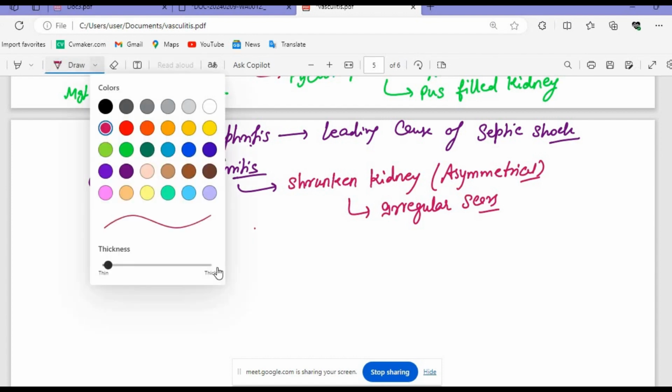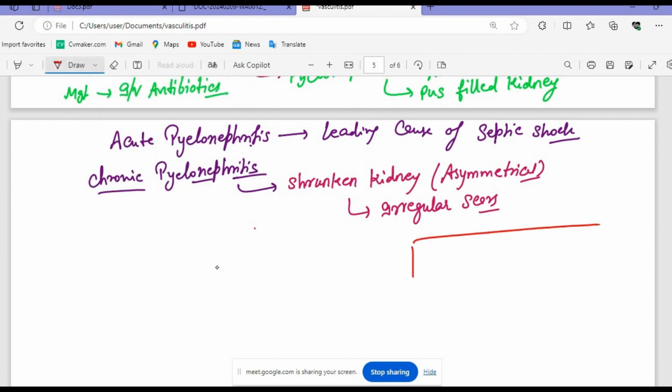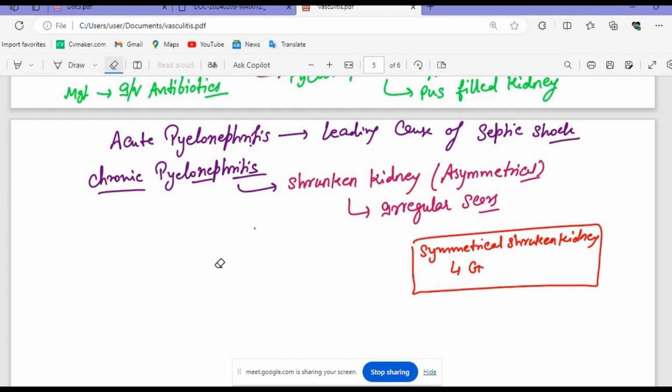Along with that, you can write here that if you are getting a symmetrical shrunken kidney, this condition is seen in glomerulonephritis, that is chronic glomerulonephritis.